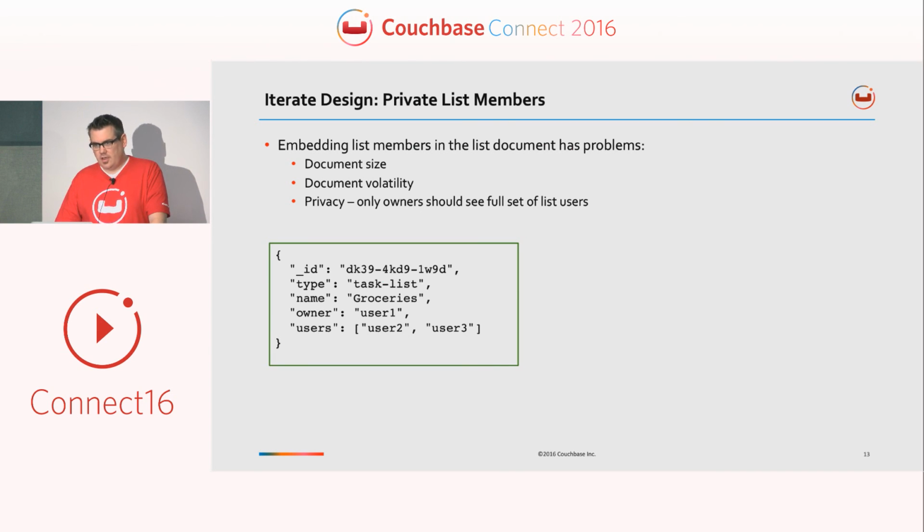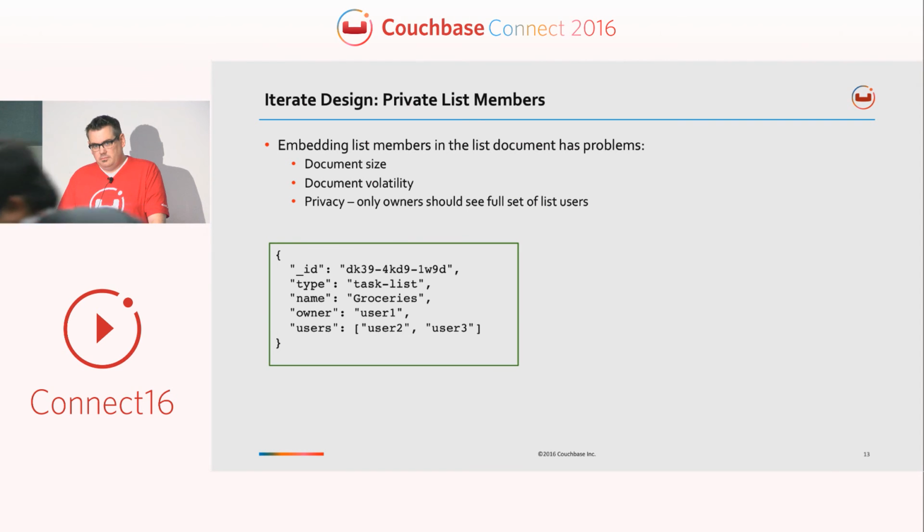But if I'm very popular or really want to share my tasks around, I could have hundreds or thousands of users within this. All of a sudden, the size of your list document is bloating. And that list document is going to need to get shared with everyone I'm sharing it with. So all of a sudden, you're pushing all this user data around to every other user.